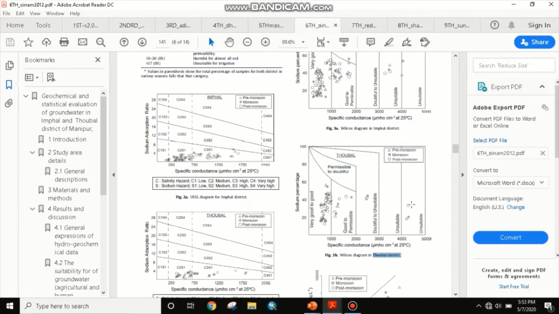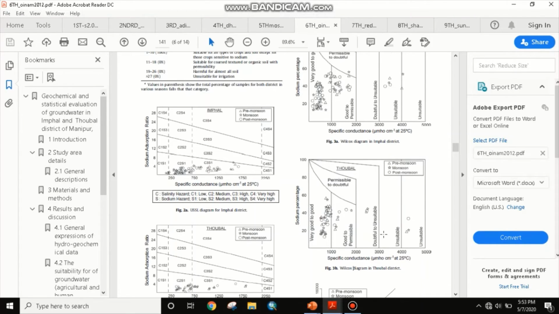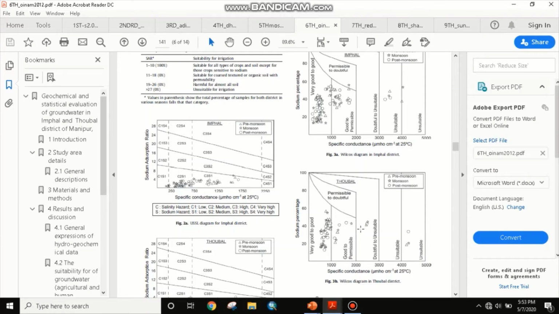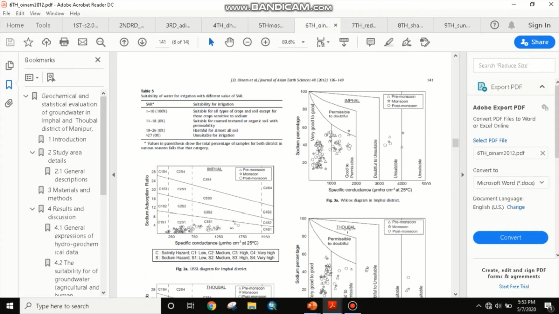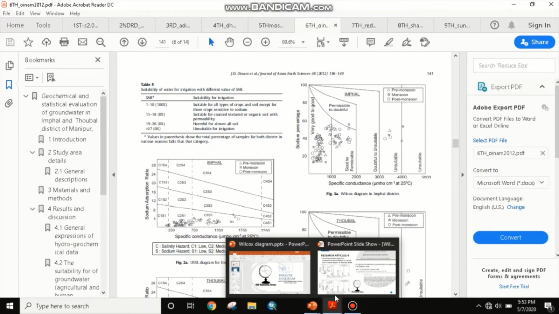Now here also in Thoubal district they have collected in 3 different seasons, and they have plotted that, and we can see here also very good to good and good to permissible category, most of the samples are concentrated. So from here we can easily interpret that most of the samples are located in the very good to good and good to permissible zone or category. So let's have a look at our next slide.